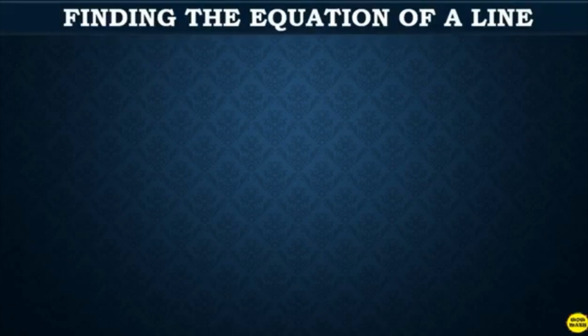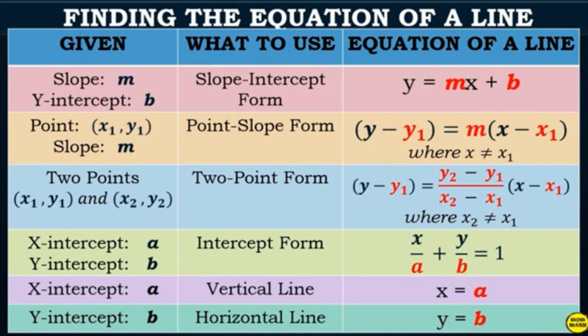The ways or formulas in finding the equation of a line. So, here's the table. Okay, so ano po ang gagawin natin? So, first, you're going to look at the given. So, titingnan natin palagi kung ano ba ang given natin. So, kapag ang given natin is slope and y-intercept, then we will be using the slope-intercept form or the y equals mx plus b to find the equation of a line.